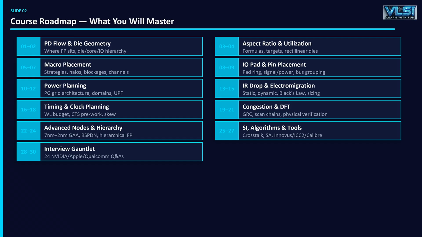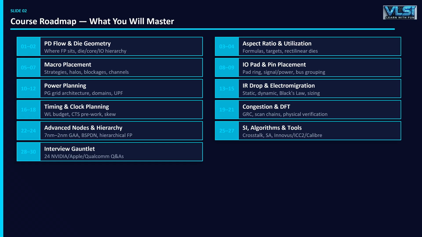Then comes macro placement. This is where real strategy begins. One wrong move here and congestion explodes later. Then I/O placement. This is how your chip talks to the outside world. Then power planning. This is life and death, no power, no chip. Then IR drop, electromigration. These are silent killers. Your chip may work today and fail after 6 months.